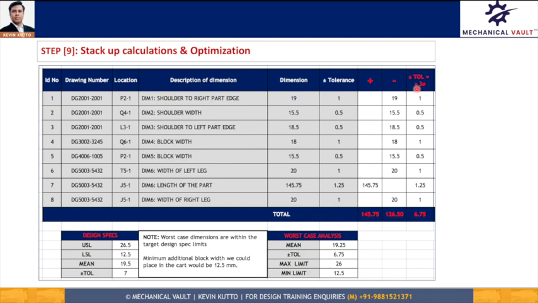Similarly, I have to do summation of all the tolerances. If I add all these tolerances, I get 6.75. So that is how I got summation of positive, summation of negative and total tolerance here.